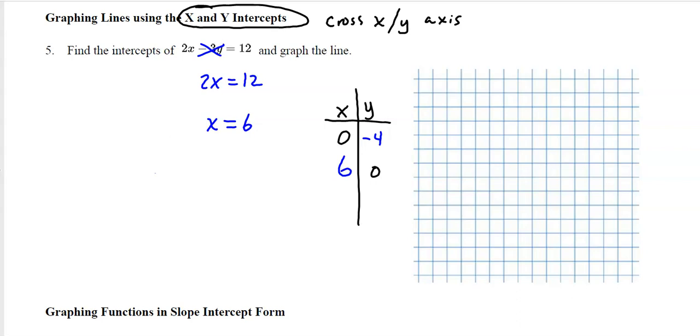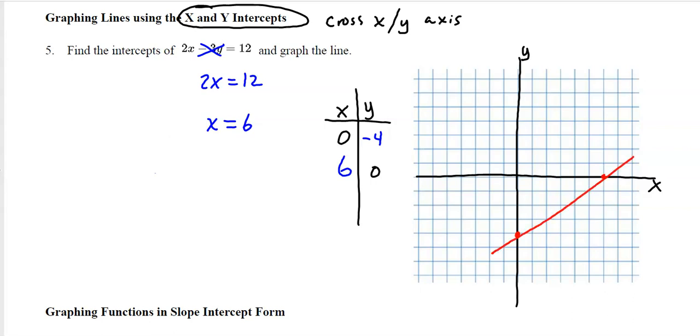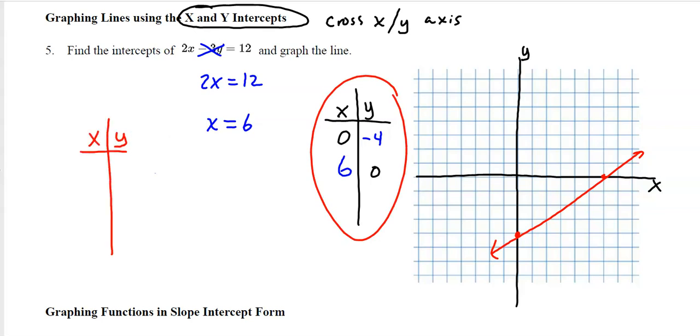I'm just going to put the standard viewing window on there. X, Y. And we're going to graph those 2 spots. We have (0, -4) and (6, 0). And there we go. So sometimes it's really easy to graph using the intercepts. Just set up your little XY table. Always set that up and start at 0, 0.